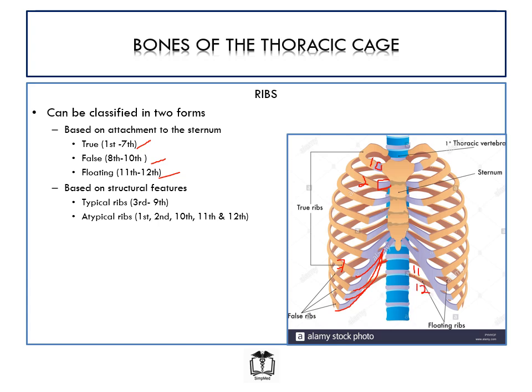Based on structural features, we'll talk about the different types of ribs. Usually, we classify ribs structurally into typical ribs, that is from the third rib to the ninth rib, and atypical ribs. Atypical ribs include rib 1, 2, rib 10, rib 11, and rib 12. And I'll talk about what tends to distinguish typical ribs from atypical ribs in the next set of slides.